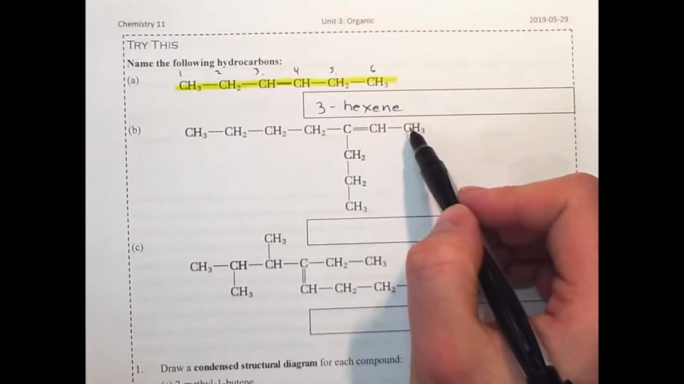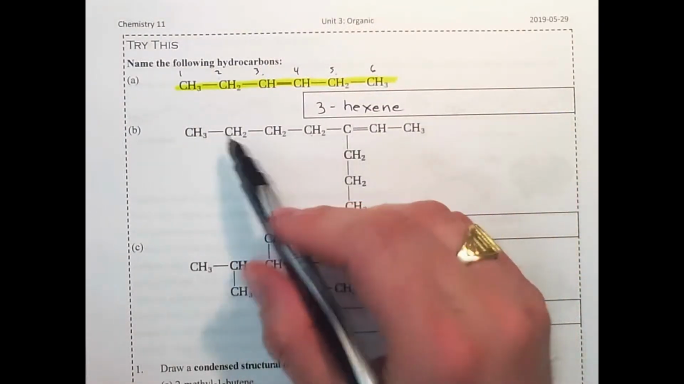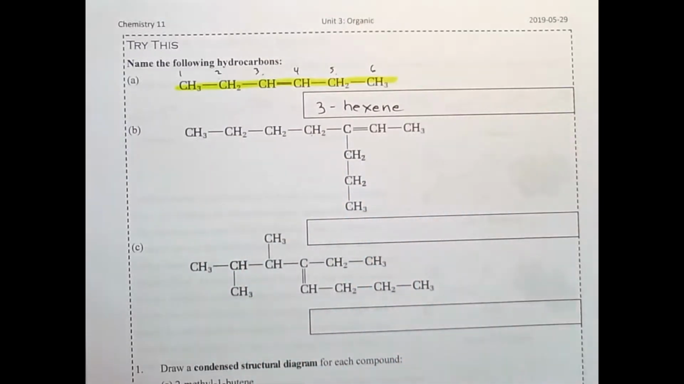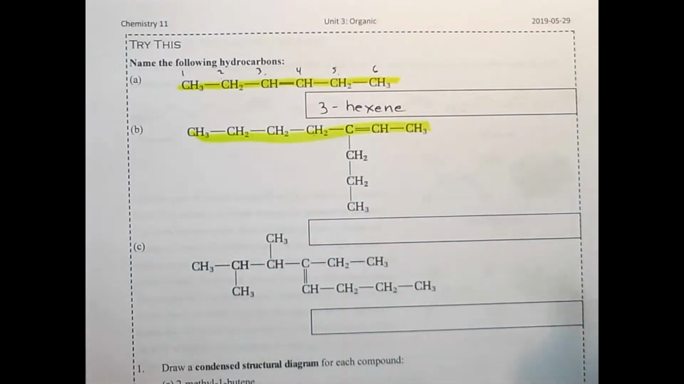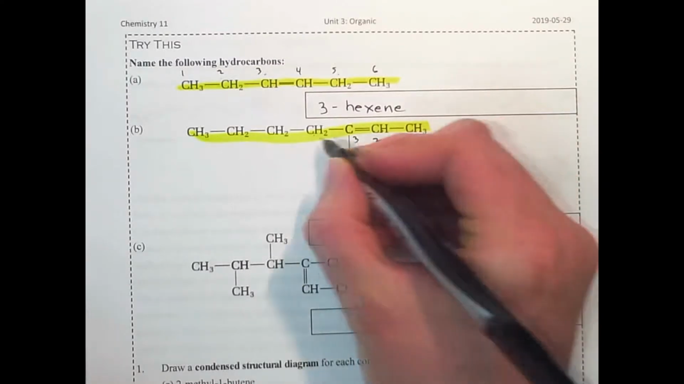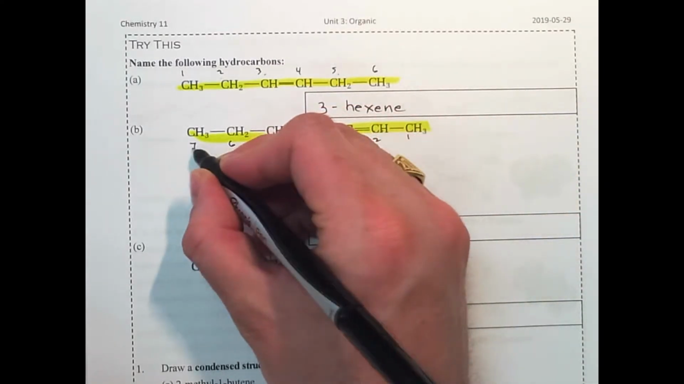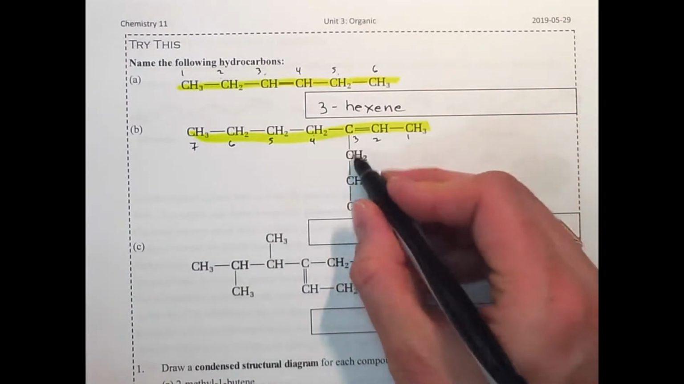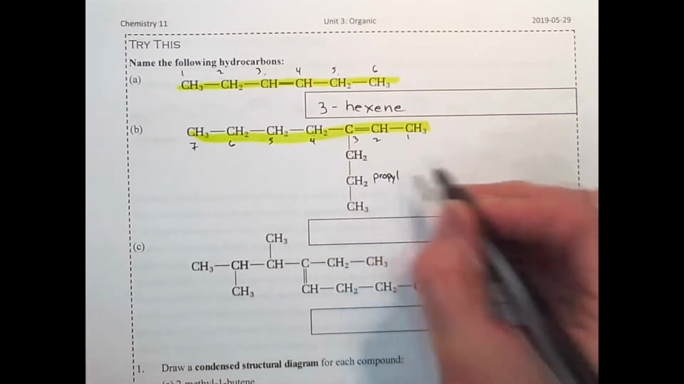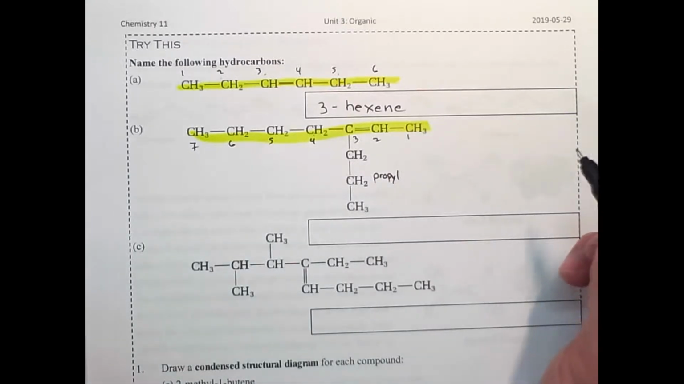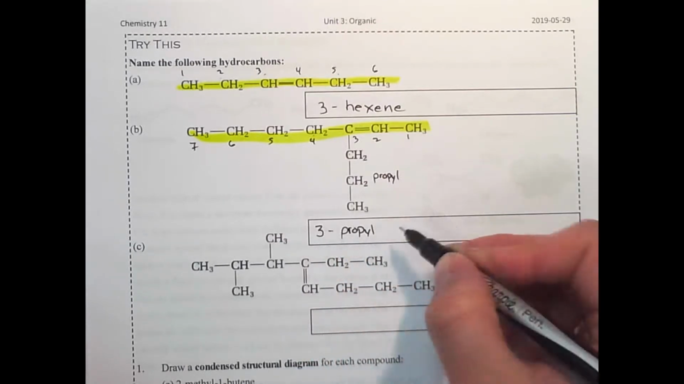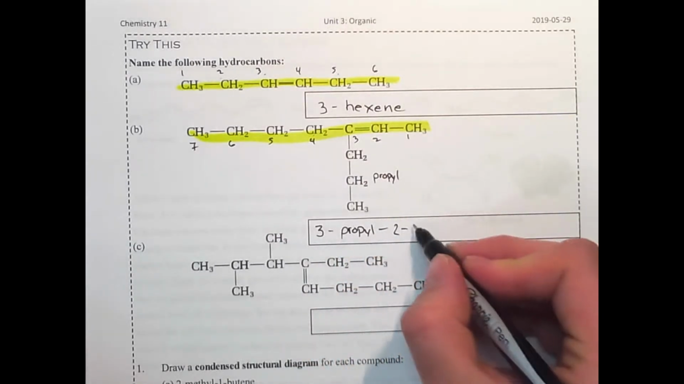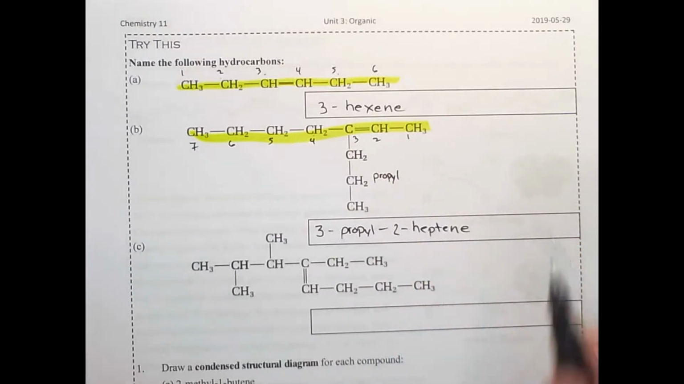We got to get that double bond in there for B. So 1, 2, 3, 4, 5, 6, 7. 1, 2, 3, 4, 5, 6. So there's our main chain. Double bond is closer to this side, so I'll number closer to that side. 3 carbon chain is a propyl. You have that chart handy, hopefully. So we have a propyl at 3. We have a double bond at 2. Put your root, it's 7 carbon, so it's hept, and the ending is ene.